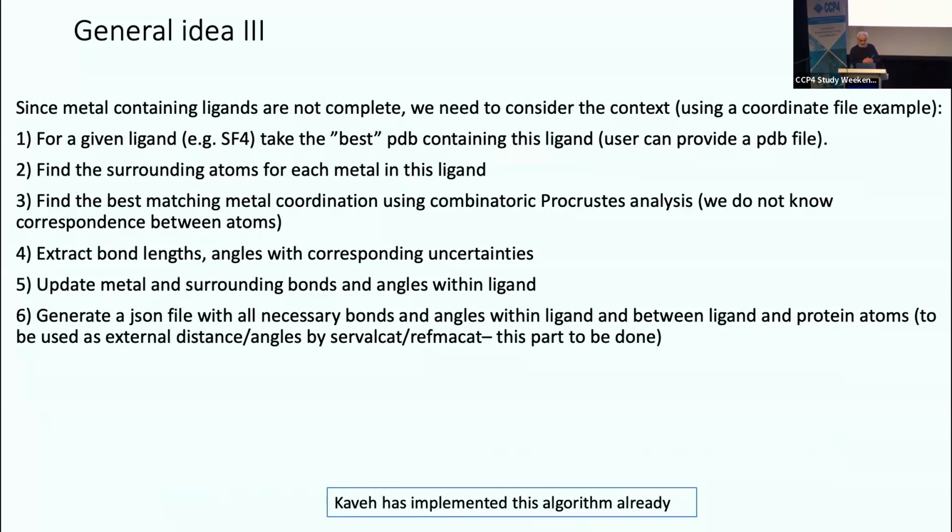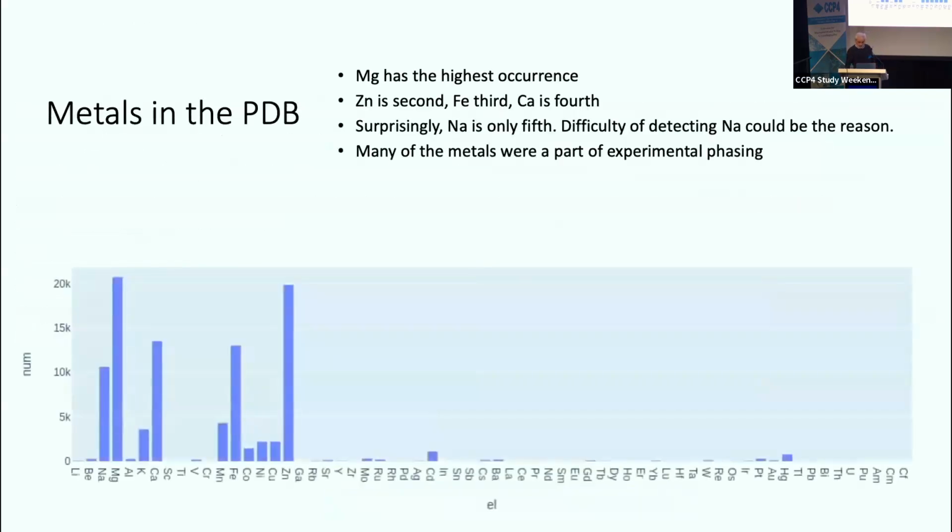For a given ligand, let's say SF4, that's iron-sulphur clusters, take the best structures from the PDB, find all surrounding atoms and try to model it. Then take this metal with surrounding atoms, look at the database of the metal clusters, extract and make statistics, and bring back bond lengths and angles, which can now be generated. It has been implemented already in the program by Kaveh. It is available from GitHub.